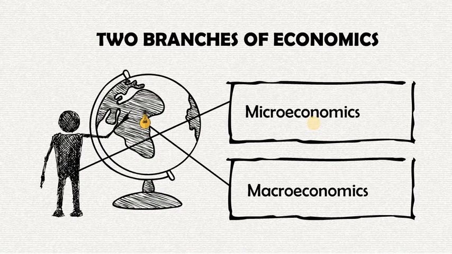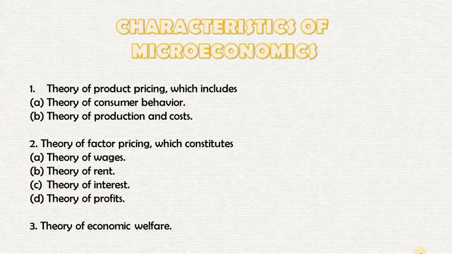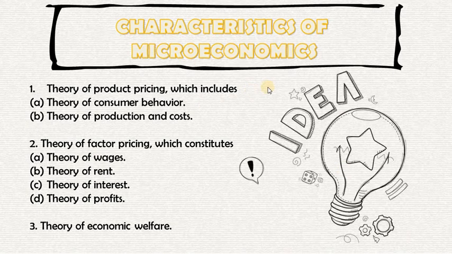On the other hand, it analyzes firms both as suppliers of products and as consumers of labor and capital. So ngayon, saan po ba umiikot yung tinatawag natin na microeconomics? So let's talk about the characteristics. Okay. So, in the characteristics of microeconomics, these are divided into three.